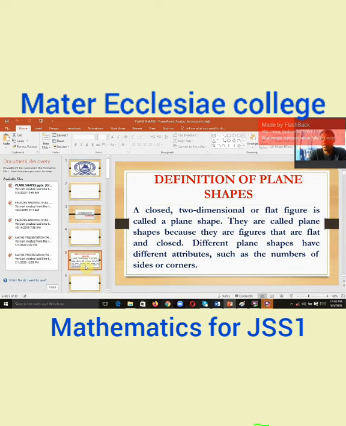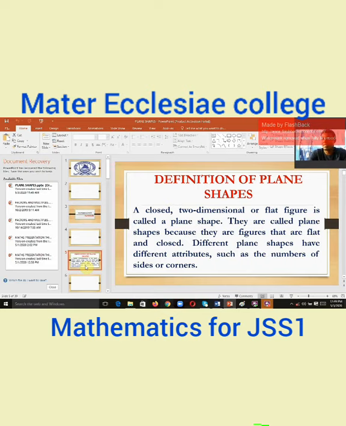A pentagon is a 5-sided shape. It has 5 sides. It has 5 corners. Hexagon, 6-sided. Octagon, 8-sided. Heptagon, 7-sided. Decagon, 10-sided. So different plane shapes have different attributes, such as number of sides or corners.